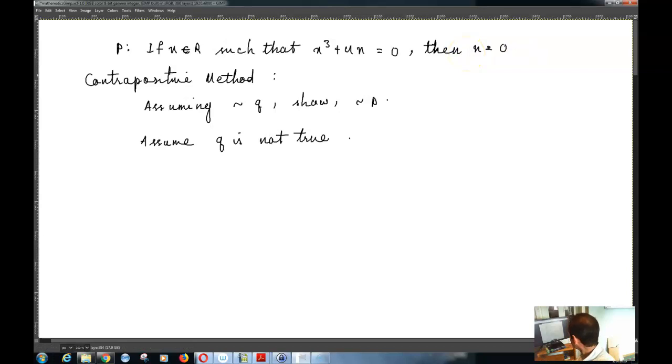So let me see how they have got it here. To show it to be true by contradiction, we assume that P is not true.